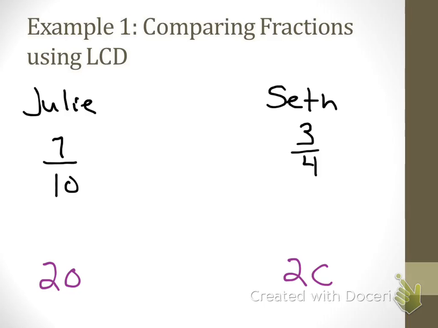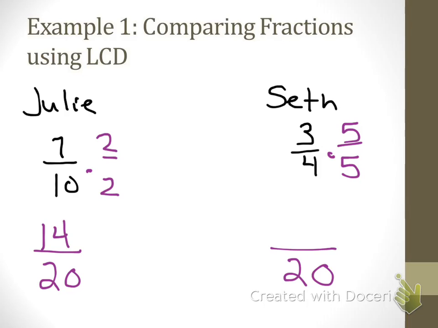All right, now you need to create your equivalent fraction. So 10 times what equals 20? 2. 10 times 2 equals 20. And then 7 times 2 equals what? 14. All right, and then 4 times what equals 20? 5. So 3 times 5 equals 15.